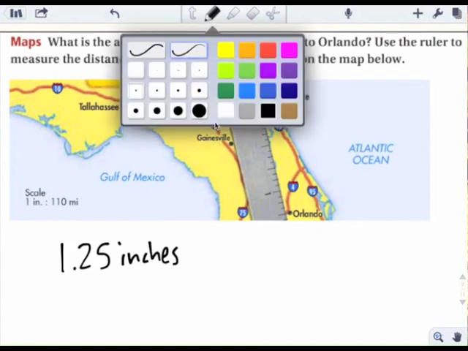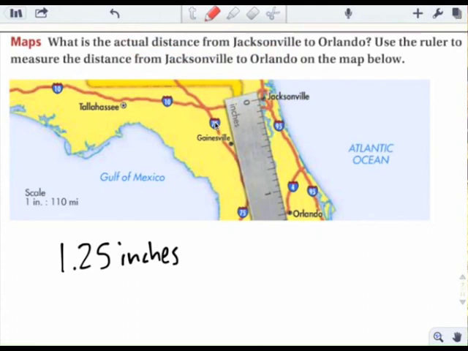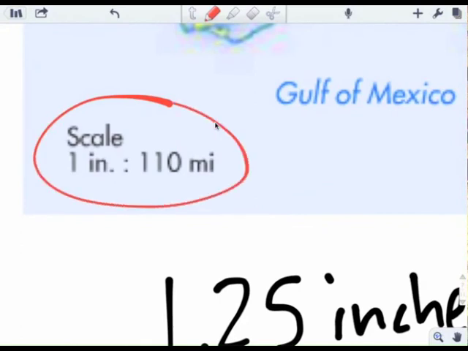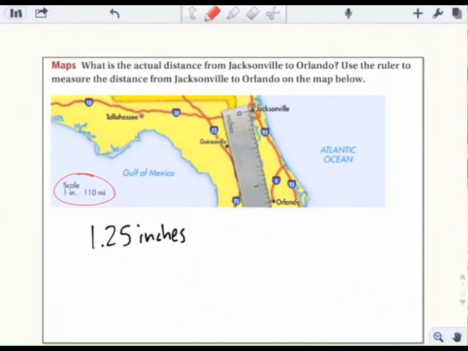Now we want to know what is the actual distance between these two cities. Well, how in the world are we going to figure that out? Google Maps? No. Well, we can do that to verify our answer maybe, but we're going to use this down here. We're going to use this scale. The scale will tell us the ratio of distances in the map world to distances in the real world.